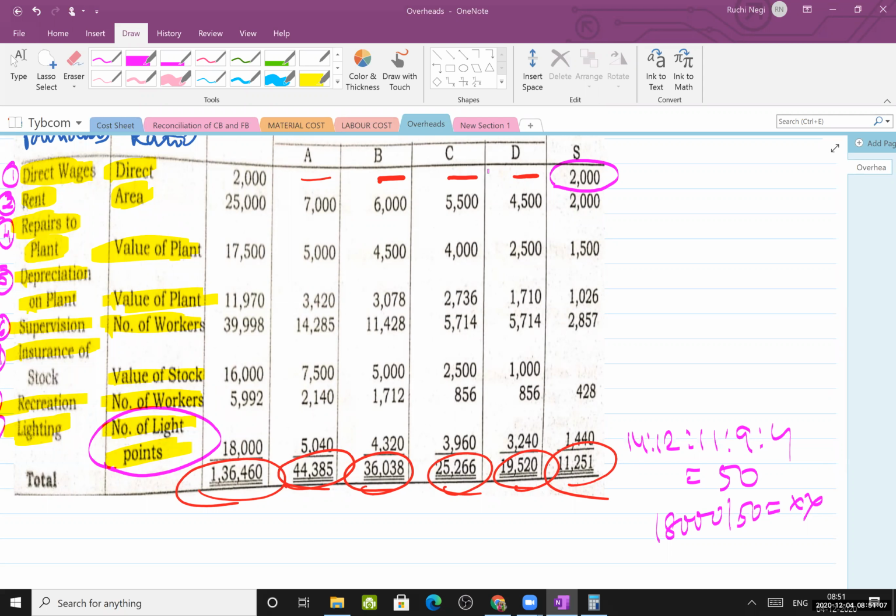Okay, so 18,000 divided by 50. Okay. First type 14, press equal to 5040. Type 12, press equal to 4320. Type 11, press equal to 3960. Type 4, press equal to 1440. Type 9, press equal to 3240. Okay.